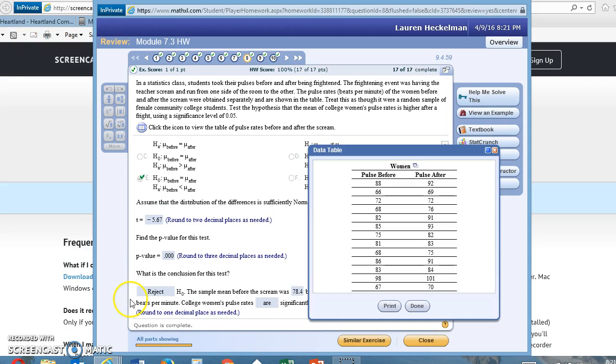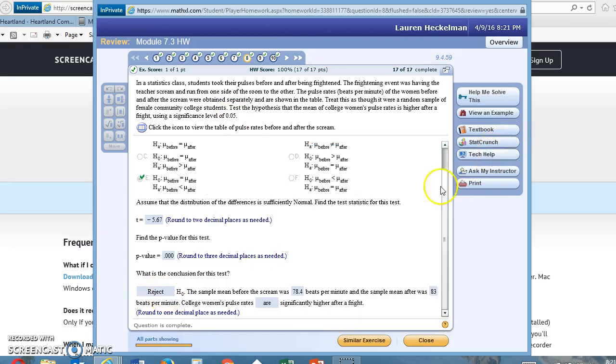83. So when we look at that, since 0.000 is less than 0.05, we must reject the null hypothesis. And the reason is the sample mean before the scream was 78.4 beats per minute, and the sample mean after was 83 beats per minute. The conclusion is that college women's pulse rates are significantly higher after frights. And that is all.